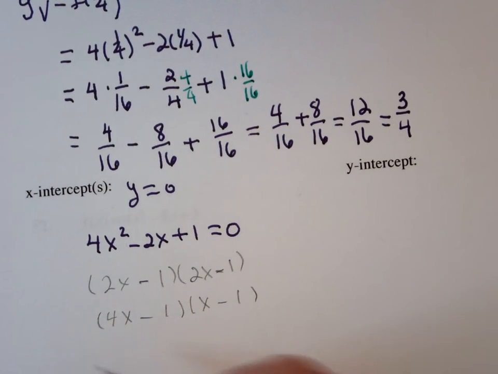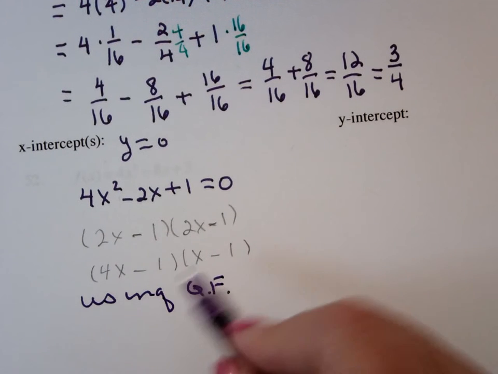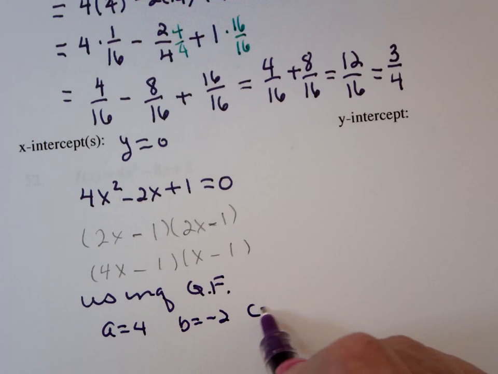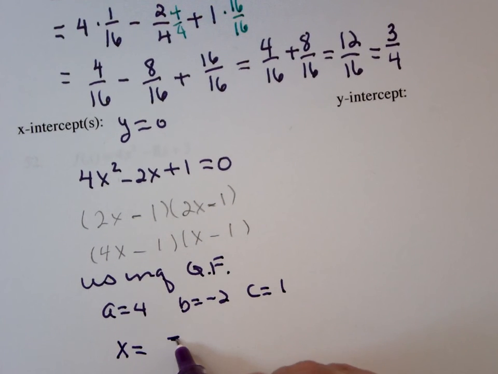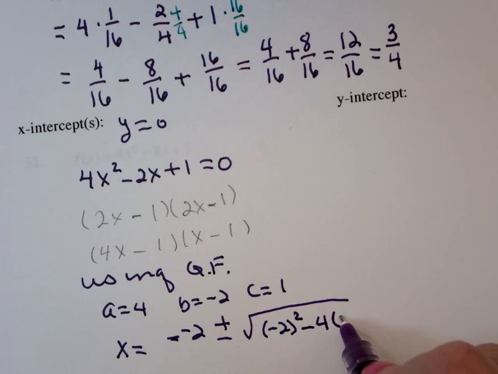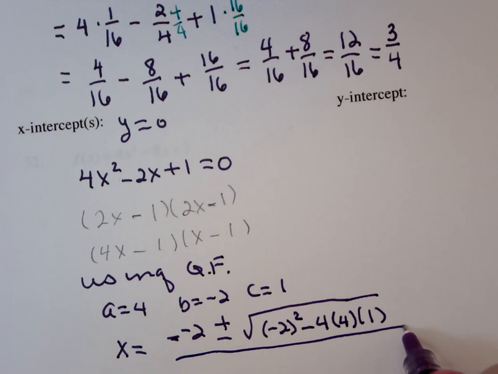So, using the quadratic formula, A is 4, B is -2, C is 1, so x is minus negative 2 plus or minus the square root of negative 2 squared minus 4 times A, which is 4, times C, which is 1, all over 2 times A, which is 4.